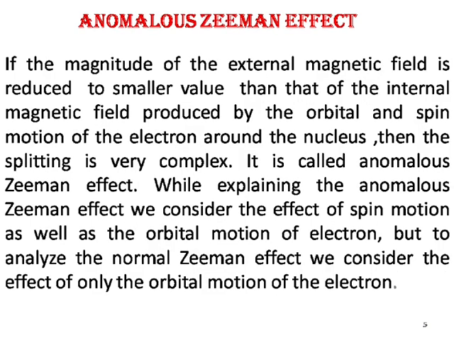Anomalous Zeeman effect. If the magnitude of the external magnetic field is reduced to a smaller value than that of the internal magnetic field produced by the orbital and the spin motion of the electron around the nucleus, then the splitting is very complex. It is called anomalous Zeeman effect. While explaining the anomalous Zeeman effect, we consider the effect of spin motion as well as the orbital motion of electron. But to analyze the normal Zeeman effect, we consider the effect of only the orbital motion of the electron.